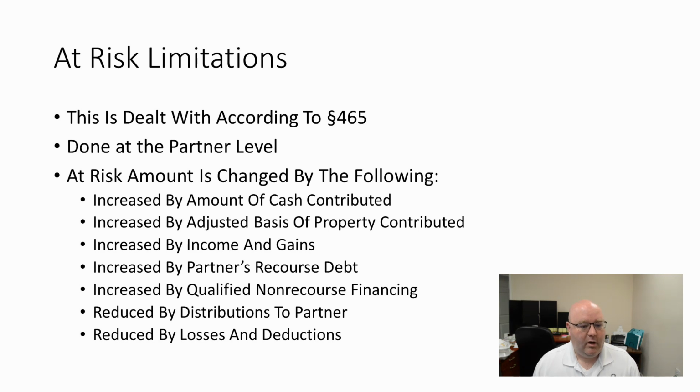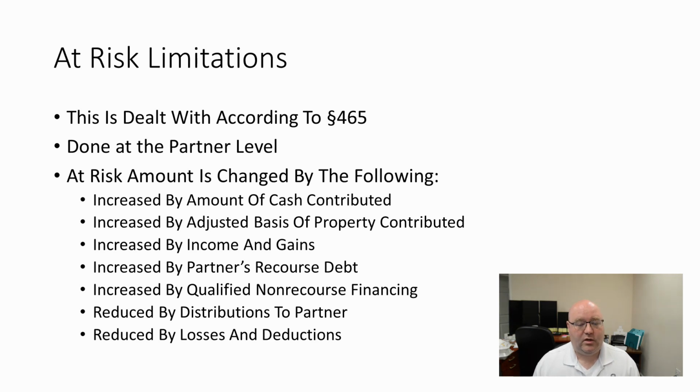The at-risk amount is generally whatever you've invested in the partnership, but it's going to be modified by various things. I put out a list of the most common things that are going to affect that. It's going to be increased by the amount of cash that you've contributed, because obviously if the partnership makes a loss and you lose cash, that's definitely a risk of loss. It's also going to include the adjusted basis of any property that's contributed.